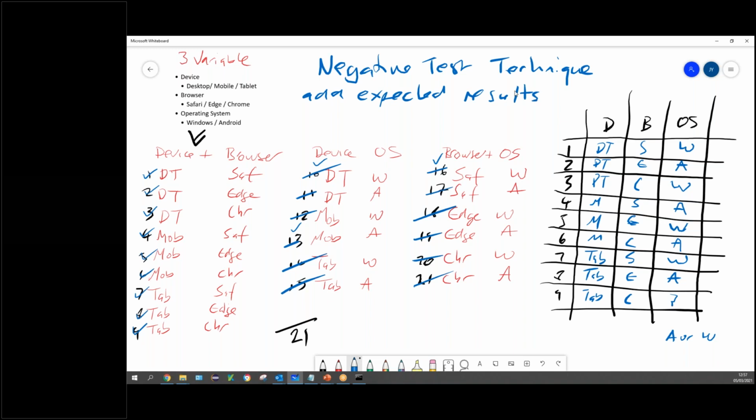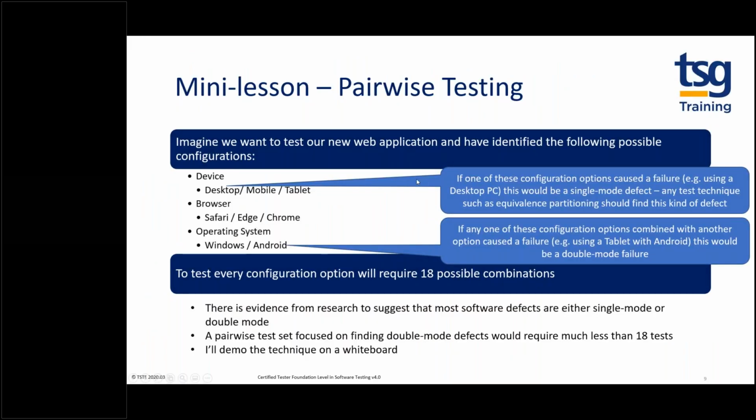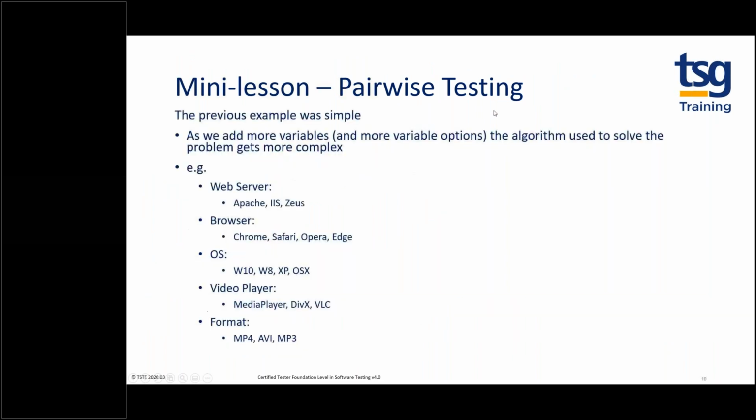Now, I've shown you a simple example. So if I go back to my PowerPoint slides for a second, if we look at something a bit more realistic. As we add more variables, the algorithm to solve the problem gets more complex. So here we've got a situation where we've got 3 web servers, 4 browsers, four different operating system versions. We've got 2 video players and 3 media formats. And if I try to do that manually, then that's a bit of a headache.